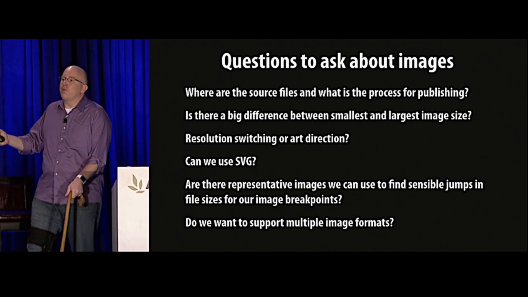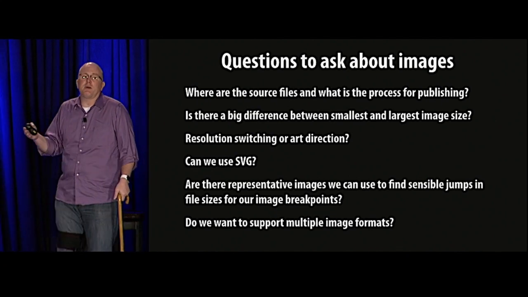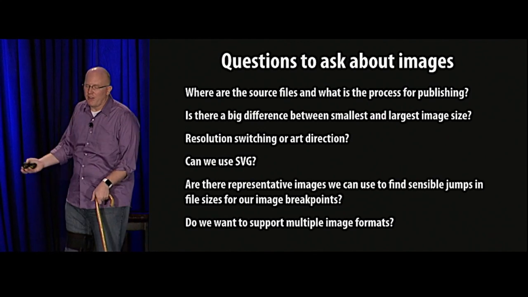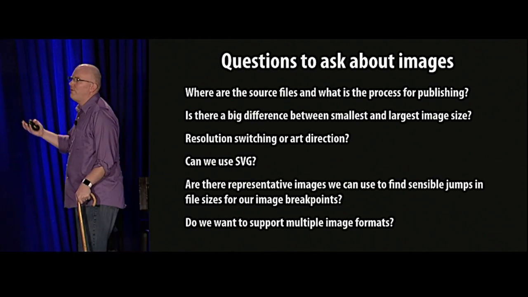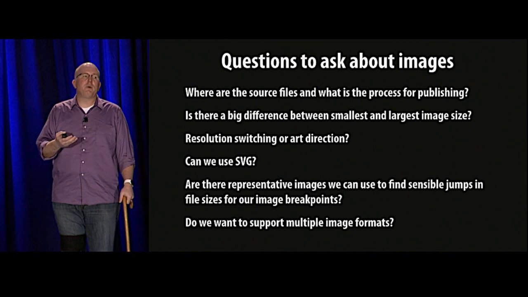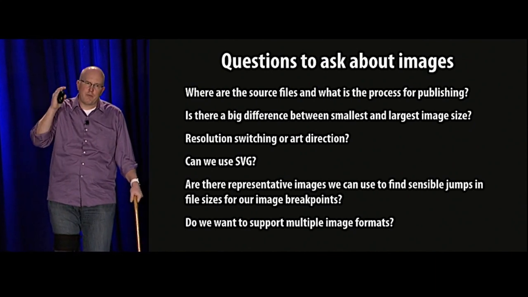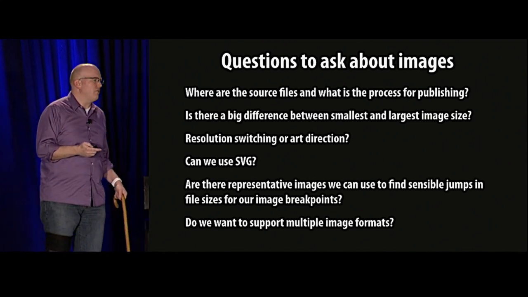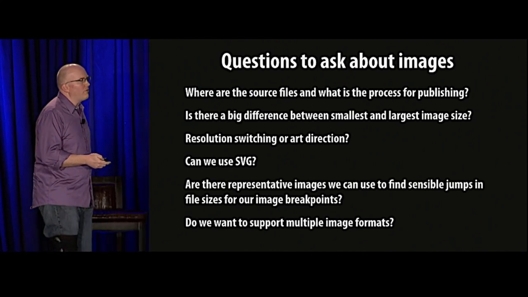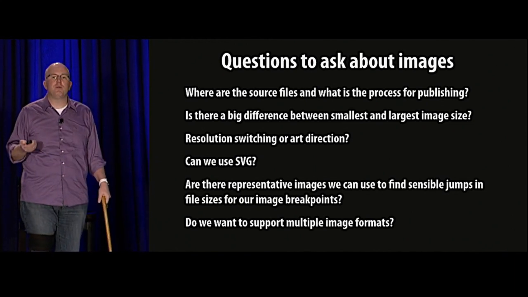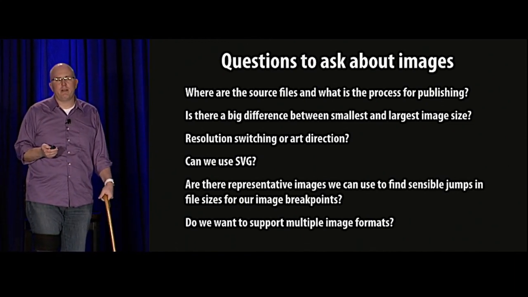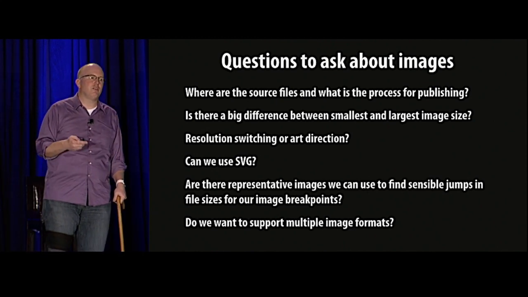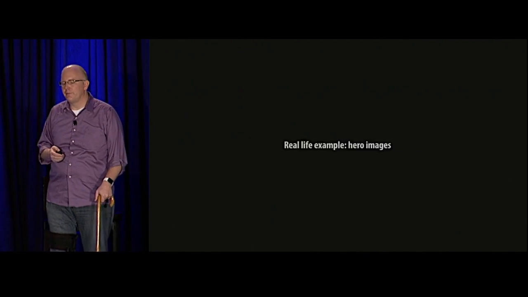Is there a big difference between the smallest and largest version of the image? As we talked about earlier, if there's not, you just may need an image element. Are we doing resolution switching or art direction? Can we use SVG? Are there representative images that we can use to find sensible jumps in file size? Which is much easier if you're a site where you've got a specific photographic style, and much more difficult when you've got a site that's using user-generated content. And then do we want to support multiple image formats? Will we get a big boon from that? And if we do, how do we do that in a way that doesn't cause people to go completely insane trying to create JPEG 2000 versions and WebP versions?